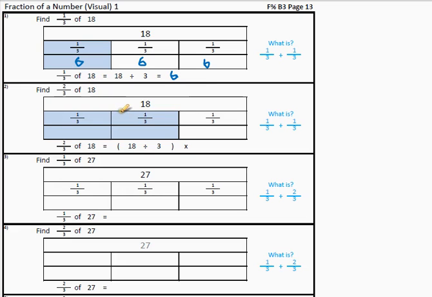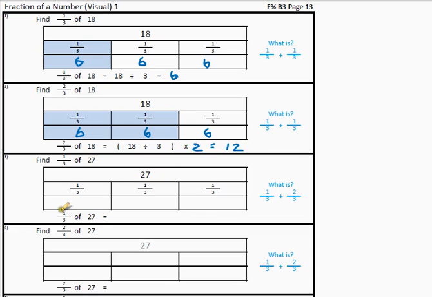2/3 of 18. Now we already know 1/3 is 18 divided by 3, which is 6. Now 2/3 would be 6 plus 6, or 6 times 2, which is 12. So let's see, how can we think of doing this? It's 18 divided by 3, and then we have to times that answer by 2. And then we get 6 times 2, which is 12.